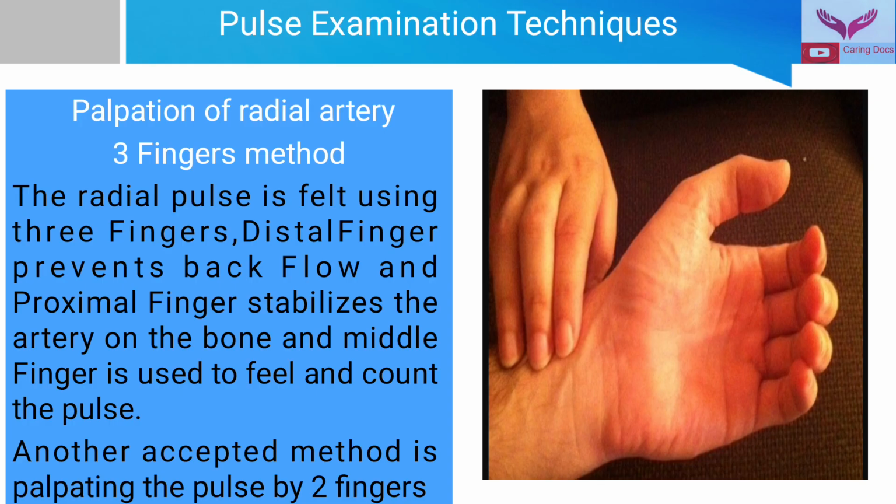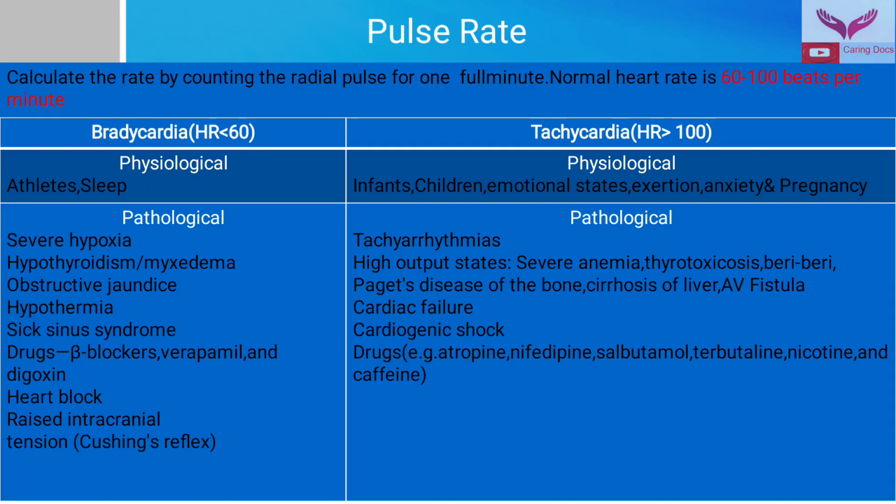Coming to the pulse examination techniques, palpation of the radial artery is usually done by the three-finger method. The radial pulse is felt using three fingers. The distal finger prevents the backflow. The proximal finger stabilizes the artery on the bone, and the middle finger is used to feel and count the pulse. Another accepted method is palpating the pulse by two fingers. We have to calculate the rate of the radial pulse for a full 1 minute.